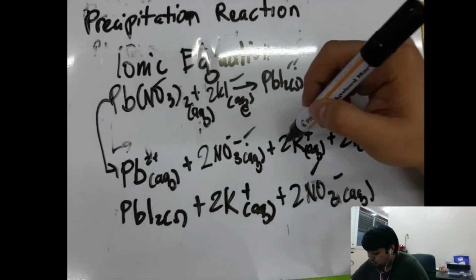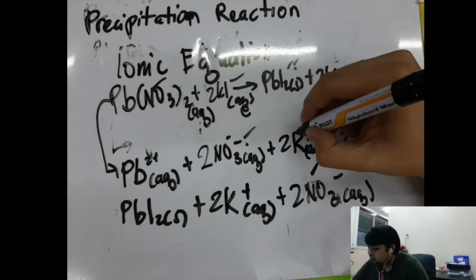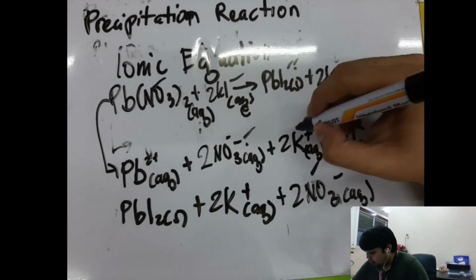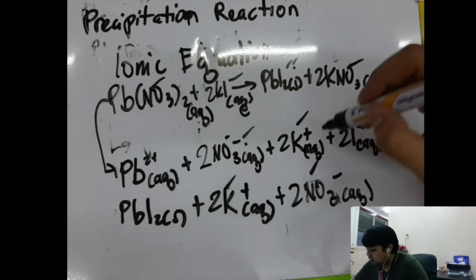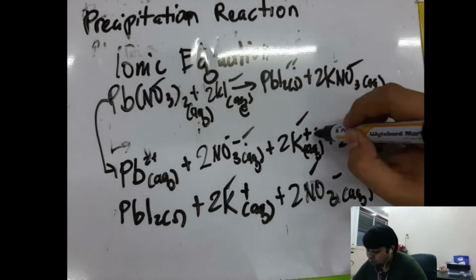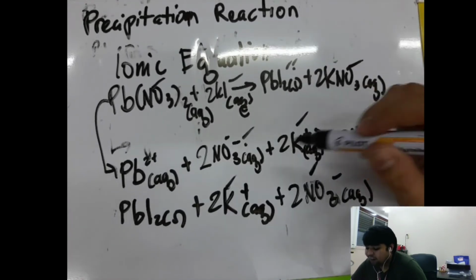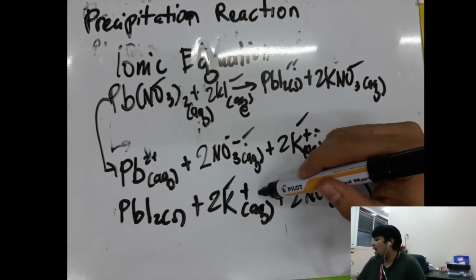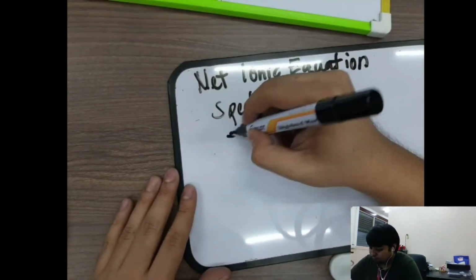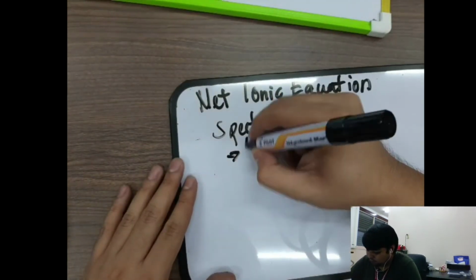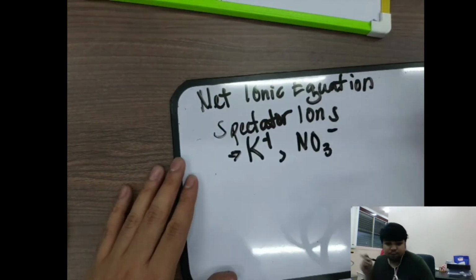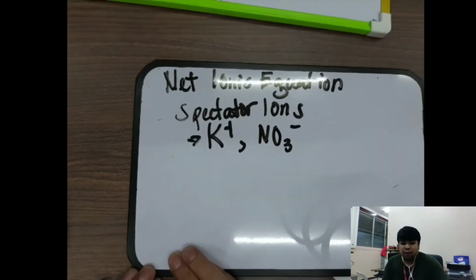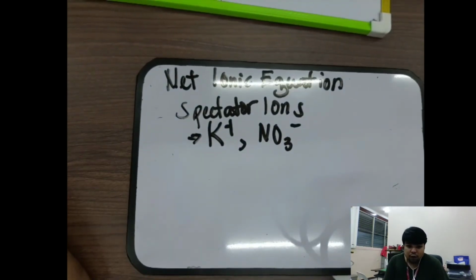And your potassium also remained as ions in the solution. So it is K plus in aqueous solution on the reactant side, and it's still K plus here on the product side. So, listing down our spectator ions, they will be your K plus and your nitrate. Okay? Now we go back to our presentation.